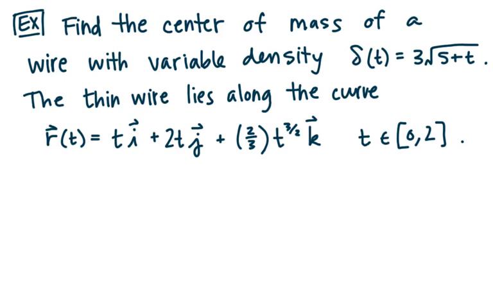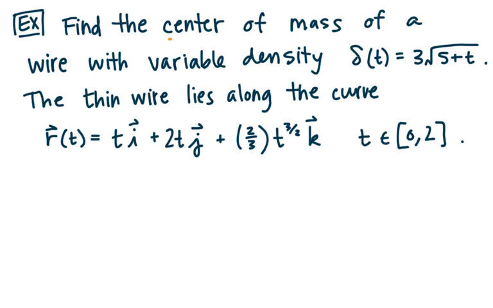In this example, we're going to find the center of mass for a wire with a variable density defined as delta of t equals 3 square root of the quantity 5 plus t. This thin wire lies along this curve in space, which is parametrized here: r of t equals t times the vector i plus 2t times the vector j plus 2/3 t to the 3/2 times the vector k. t is between 0 and 2.